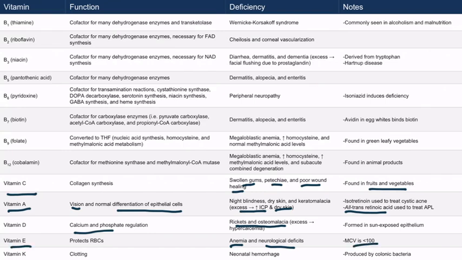Vitamin K is important for clotting, and a deficiency is associated with neonatal hemorrhage. Notice that it is also produced by colonic bacteria. This is why neonates who have a sterile colon are given vitamin K injections, which helps prevent neonatal hemorrhage. Finally, zinc is not shown on the table, but you should know that zinc is associated with enzymes that bind to DNA. Okay, let's do a question.